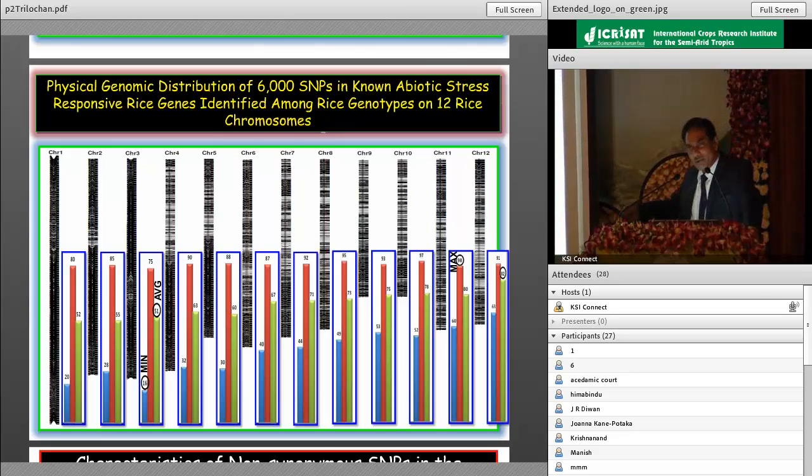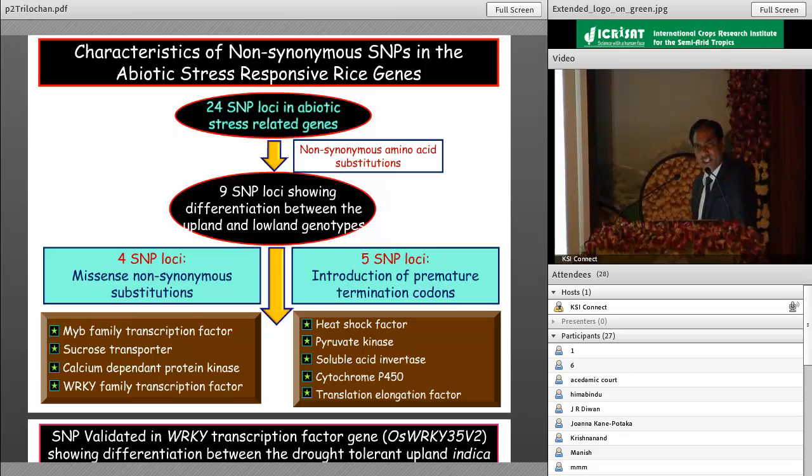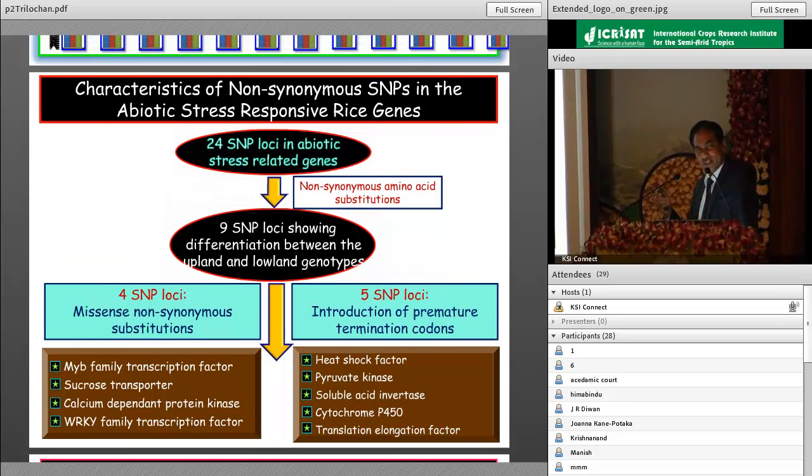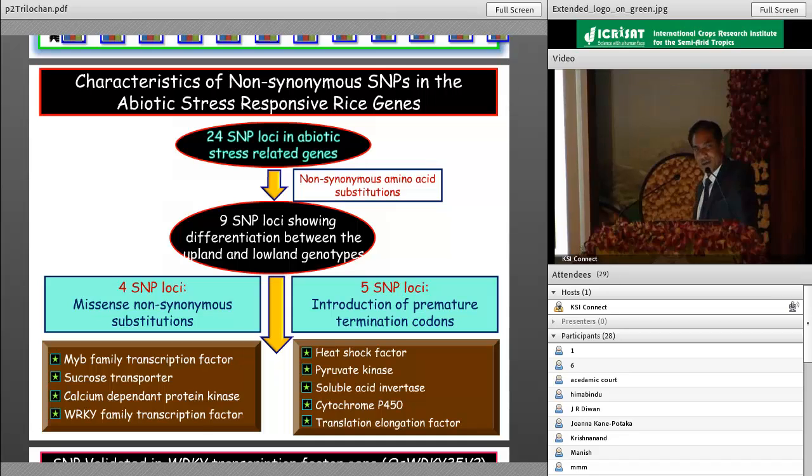And you can see initially we used a subset of this to understand differentiation of upland types from the lowland irrigated ecosystem rice varieties, and this we published in BMC Genomics 2-3 years ago. And you can see the upland and lowland ecology types are differentiated very clearly, for instance, 9 SNPs, and 4 in missense, non-synonymous substitution, and 5 of them creating premature termination codon. So this encouraged us to analyze it further for salt tolerance.